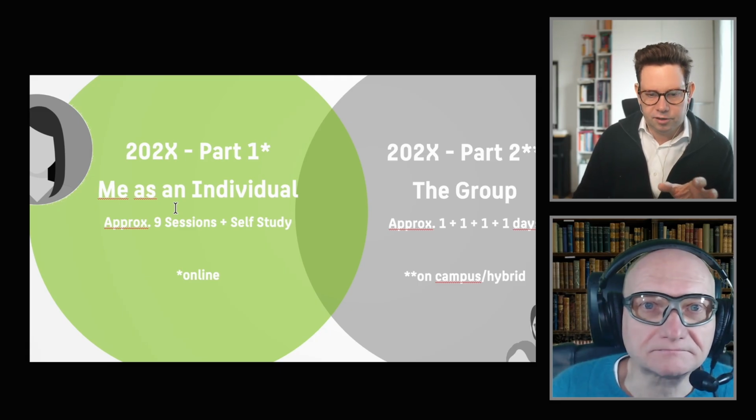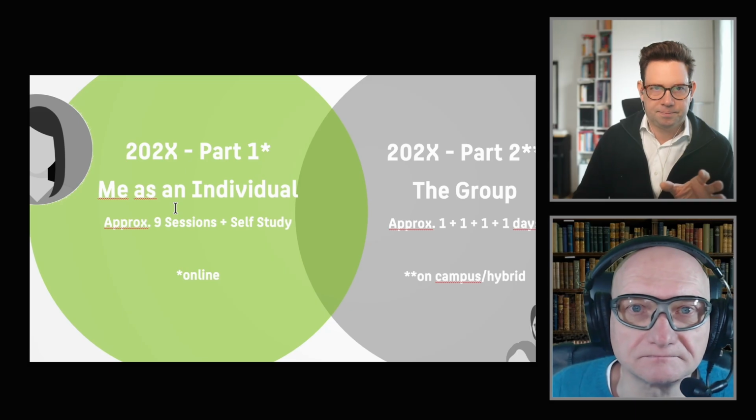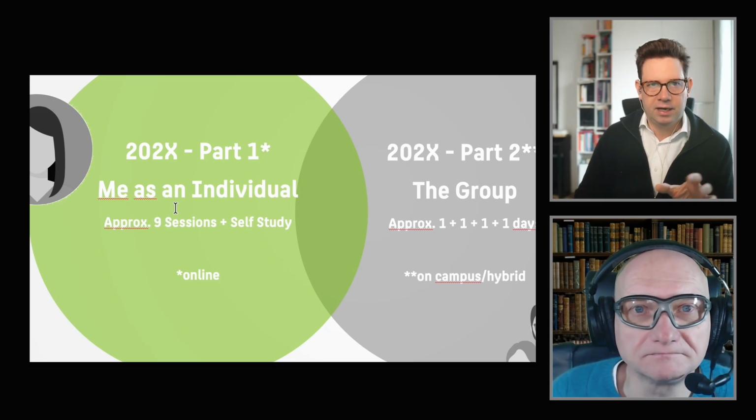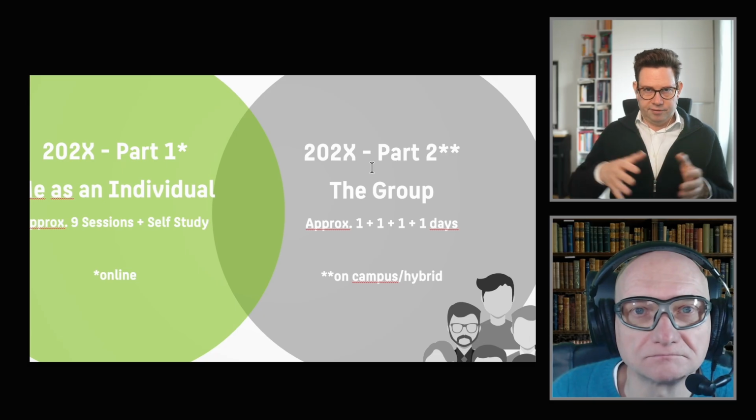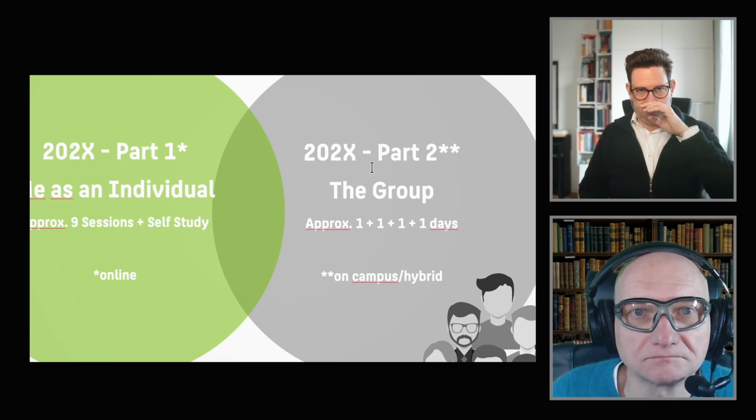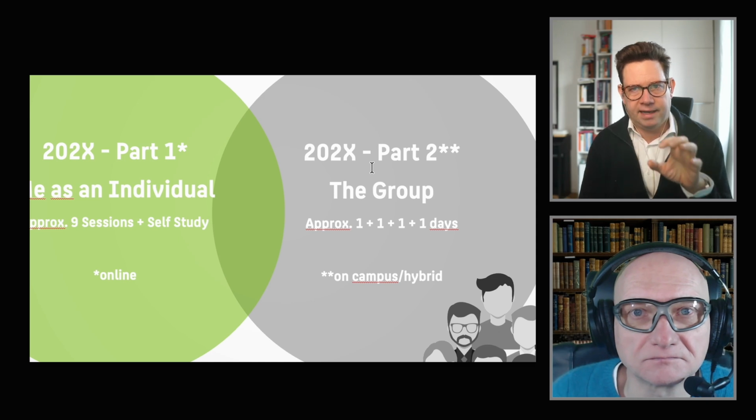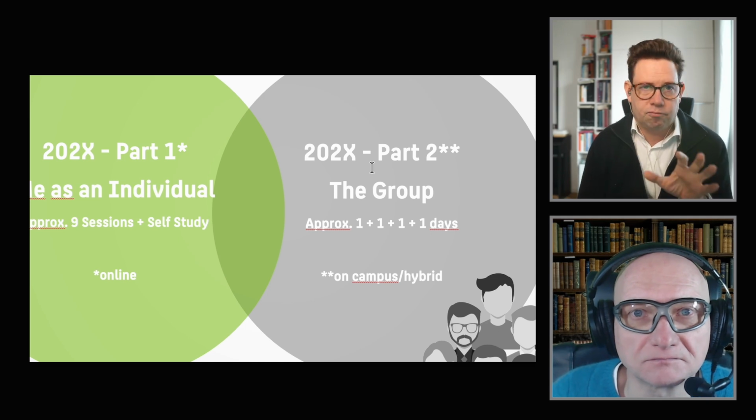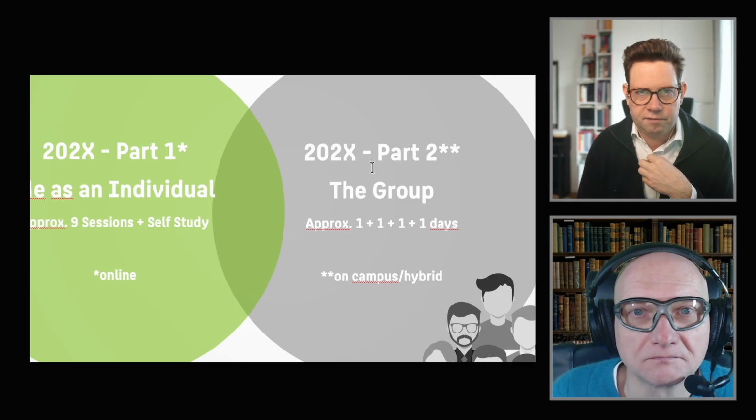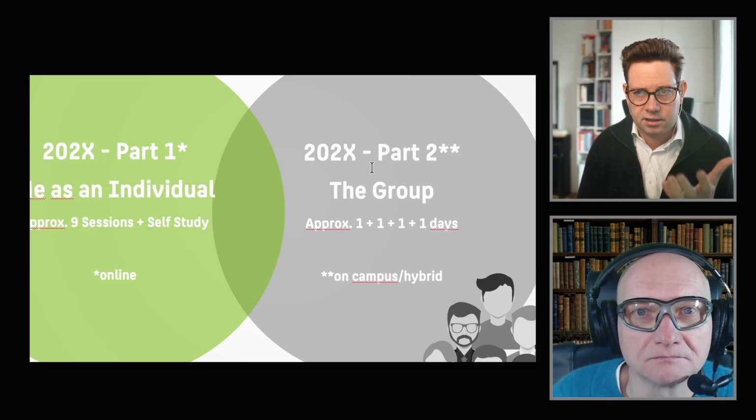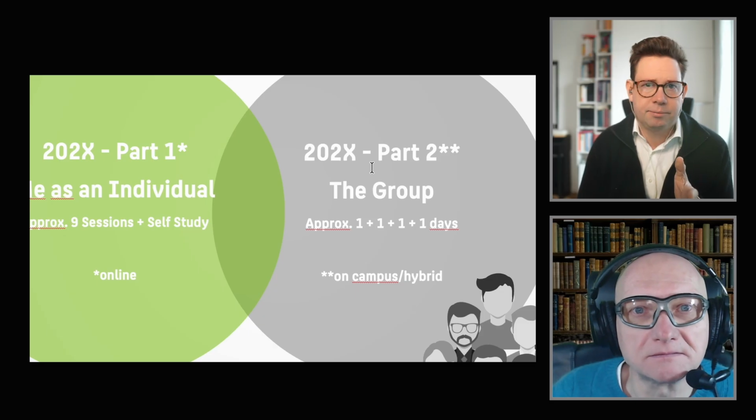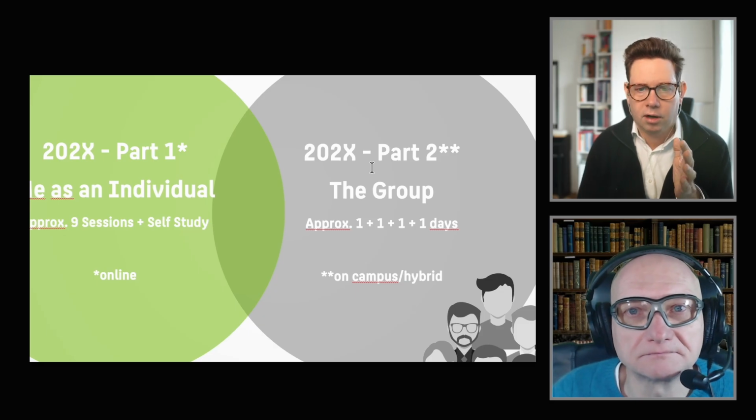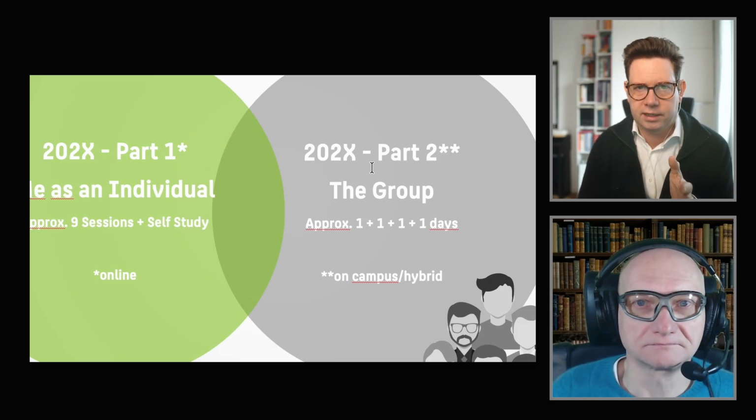So usually we have two parts of the semester. First of all, we have students as an individual, and these are 9 to 12 sessions. In this semester it were 9 sessions plus a lot of self-study, and that was purely online. So we made very positive experiences to run this particular course online. It's amazing. Don't run it hybrid. I wouldn't run the course if I have to run it hybrid.